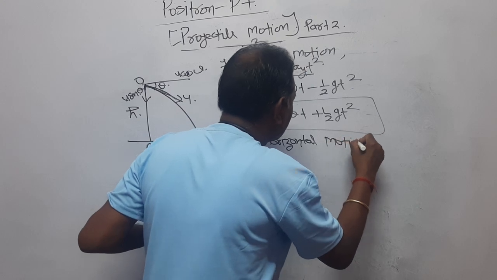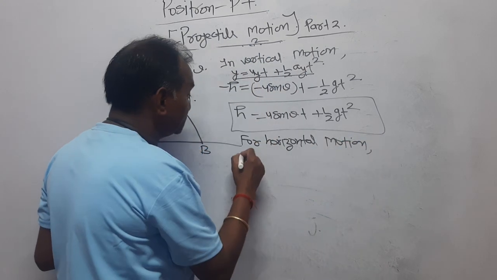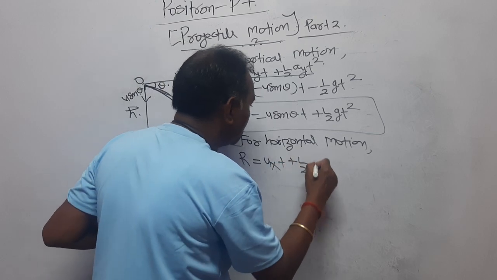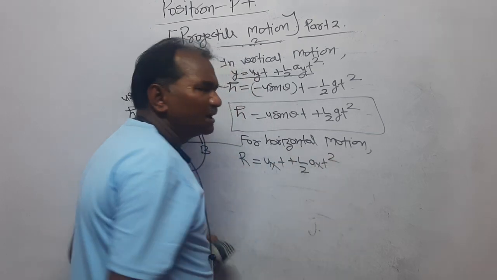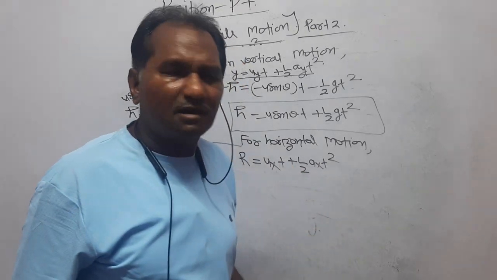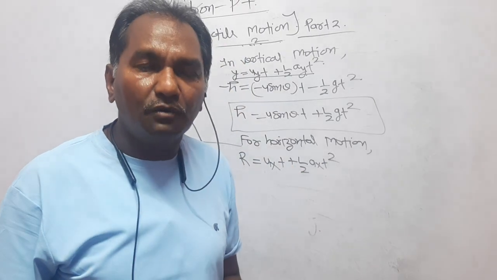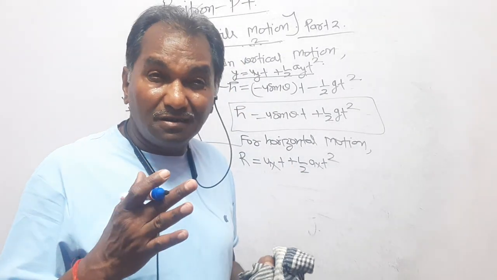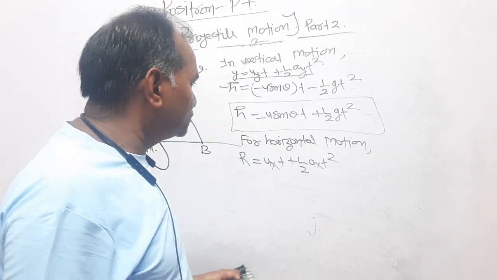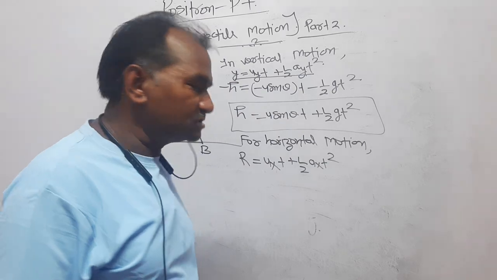Look here. This is actually x means r, range. This is ux into t plus half ax into t square. Numerous times, again and again, I am writing down the formula. Why? Because you should be used to using these formulas. You should not be confused.